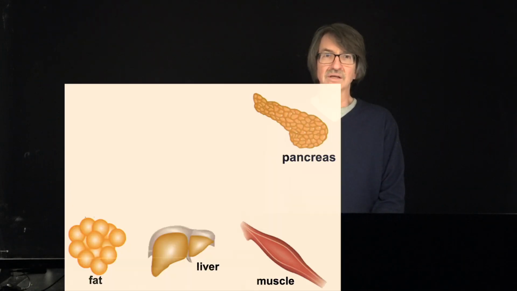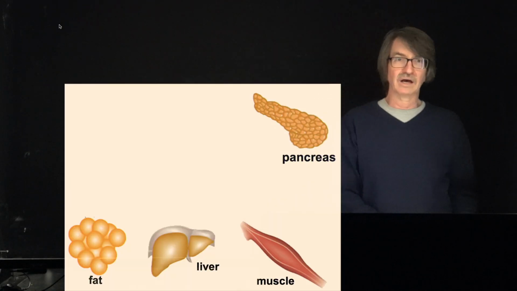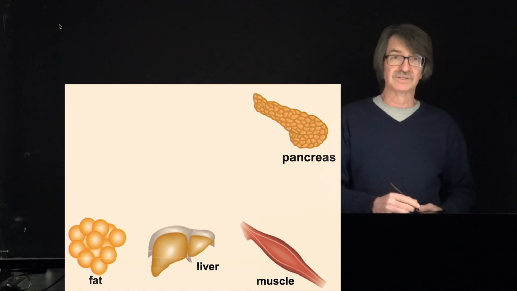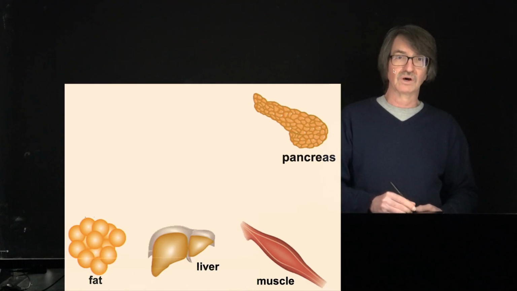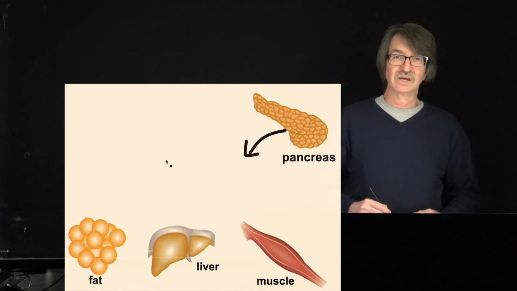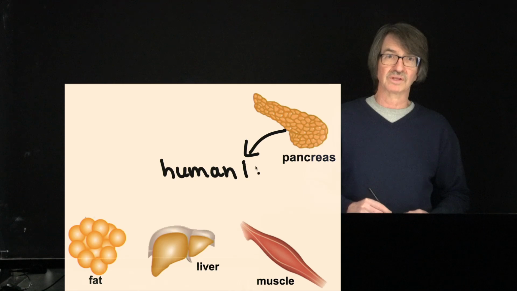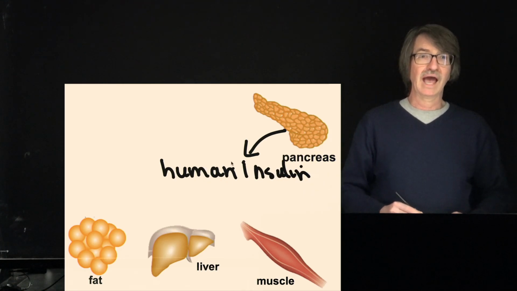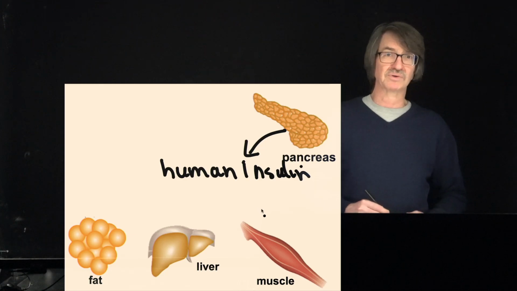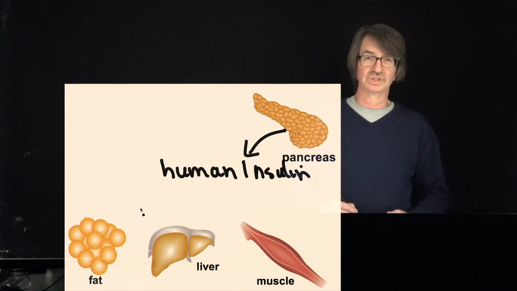And the human insulin protein is synthesized in some of the cells in the pancreas. And so we zoom in on the pancreas, and these cells synthesize human insulin protein. And the human insulin protein is released into the blood, and it floats throughout the blood stream and binds to surface receptors on a variety of different tissues.